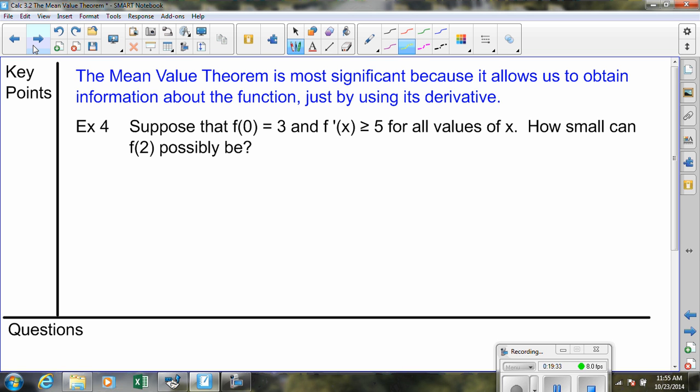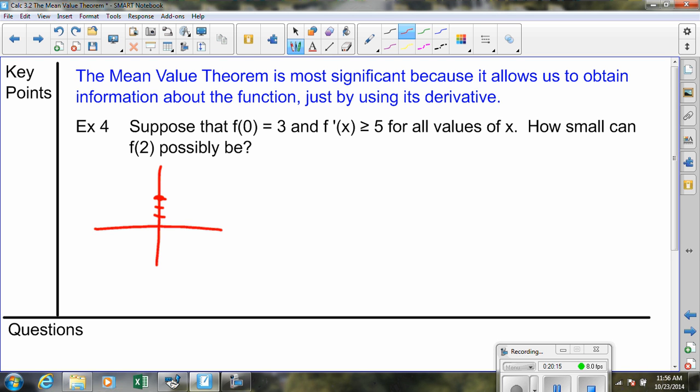Last problem we've got. Before we begin, one of the big uses behind the mean value theorem is that it can allow you to figure out stuff about the function when you just know information about the derivative. So specifically, we have f of 3 is equal to f of 0 is equal to 3. Okay, so 1, 2, 3, we've got that point. And we know f prime of x is greater than 5 for every single value of x.